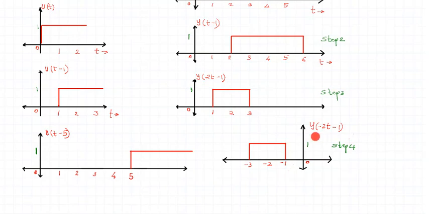And finally, this was the given problem task. Right? y of minus 2t minus 1 was what was asked to us to finally obtain, and this is the resultant sketch of the signal. So systematically, if you follow the rules, if you follow the scaling and shifting operations carefully, there would not be any mistake in plotting or doing the signal transformations.